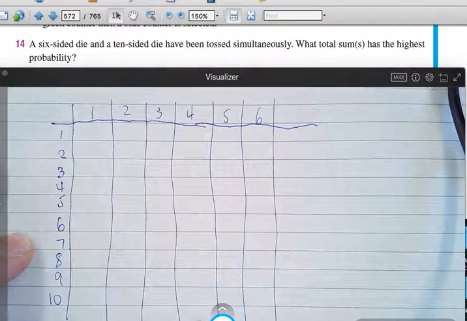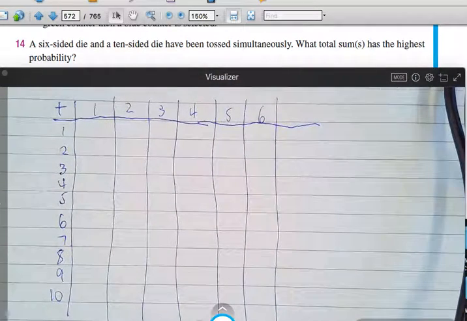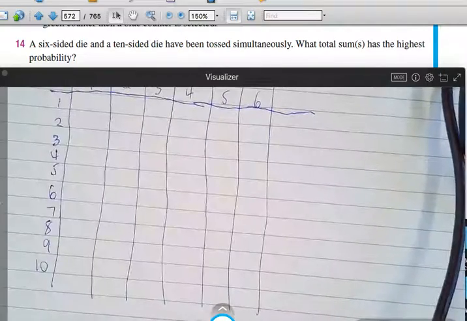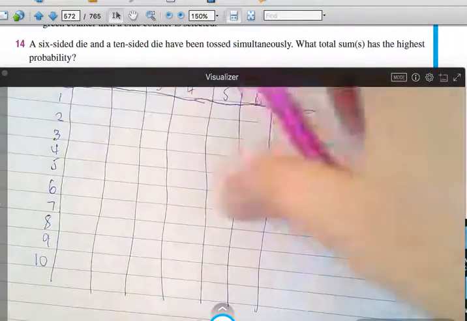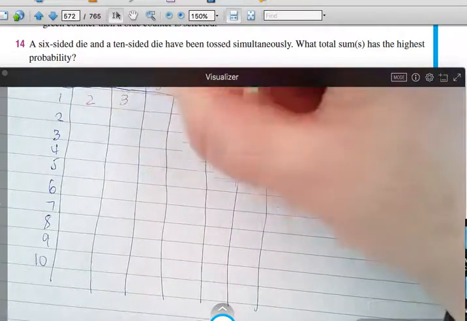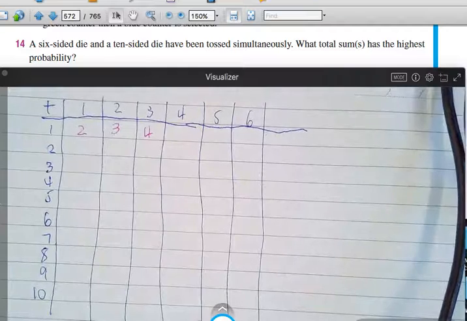So what are they asking you? Which total sum has the highest probability? Do you know what to do now? You add them all in each box. First row, what's 1 and 1? 2. 1 plus 2 is 3. 1 plus 3 is 4, and so on. Off you go. Do it.